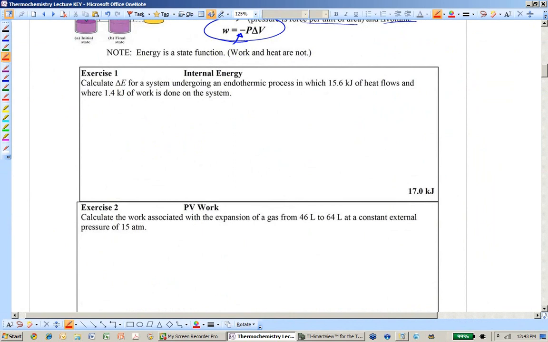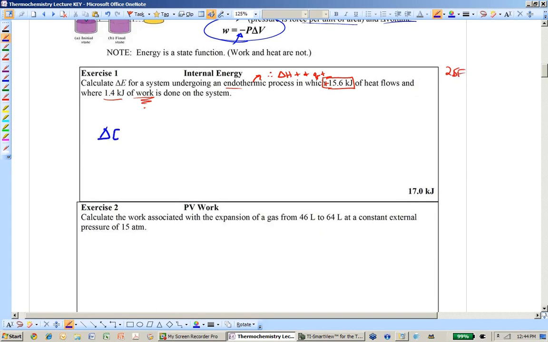We want to calculate the delta E for a system that's undergoing an endothermic process. Ooh, what'd they just tell me? Endothermic process. Therefore, delta H is positive, Q is positive. Both of those are positive. That's what endo means, heat was added into the system, in which 15.6, now I know it's a positive 15.6 kilojoules of heat flows and 1.4 kilojoules of work is done on the system. 2 sig figs. They just locked me into 2 sig figs.